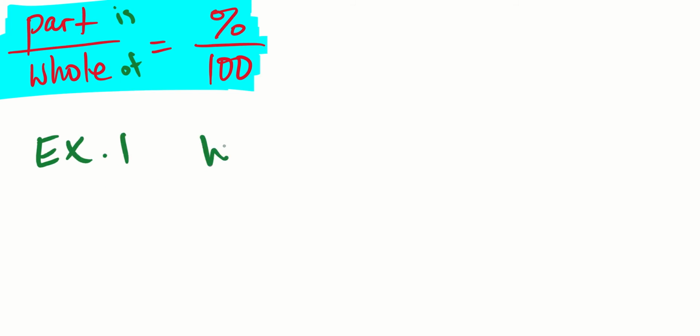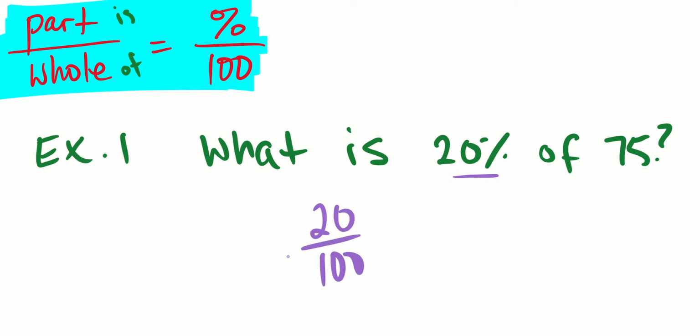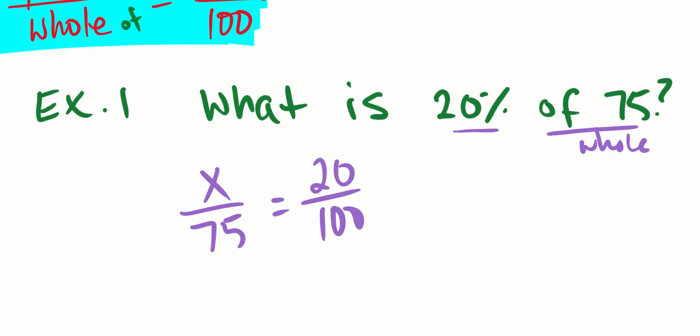So for example 1, we might say, what is 20% of 75? Then my steps are to look at this question and place the numbers into their correct places in the formula. Percent is going to be the number that has the percent symbol, so this will be 20 over 100. And then I have "of 75." "Of" goes with the whole, so that means 75 is going to be on the bottom. What is the part? We don't know what the part is, so I'll put an X in its place.